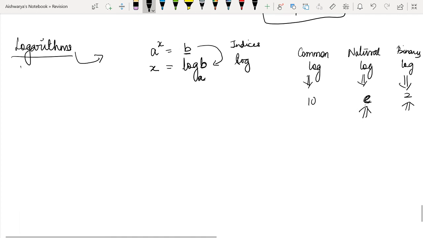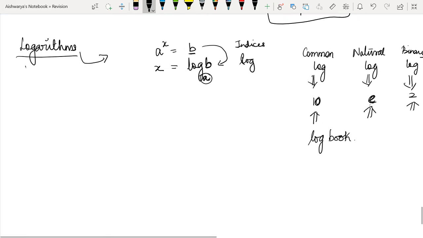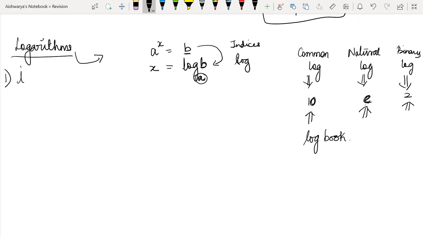The base 10 is used in your log book. In your log book, all the values that you have for any number, log 50, log 65, log 925, whatever you're seeing, all the log values are with respect to the base 10. Okay. For your exam, you don't have to use log books. They will not be giving you any log values. You have to know these properties. Okay. What are the properties?